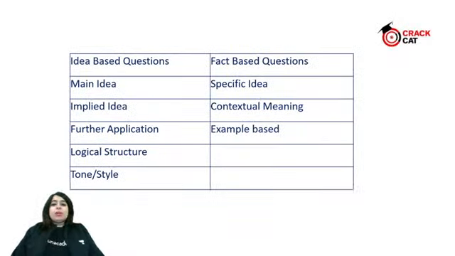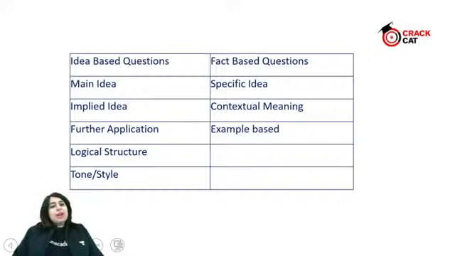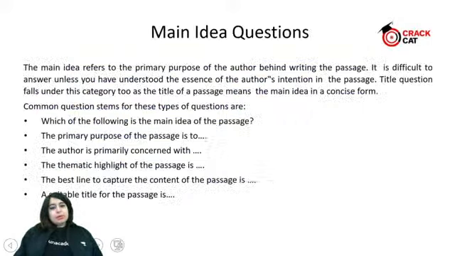So let's try to look at what all types of questions are actually going to turn up on the examination. Just like I said a while ago, there are various categories. For example, there are idea based questions, main idea type questions, implied idea type questions, fact based questions, specific idea questions, contextual meaning questions, and example based questions. There are going to be logical structure and tone style type questions. For obvious reasons, since there are many categories here, we won't be able to cover all these today. Whatever would be left would be covered tomorrow. In tomorrow's class, we'll see how to go ahead with the rest of the questions.